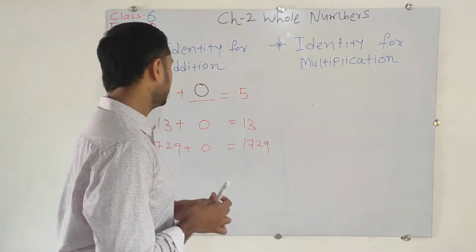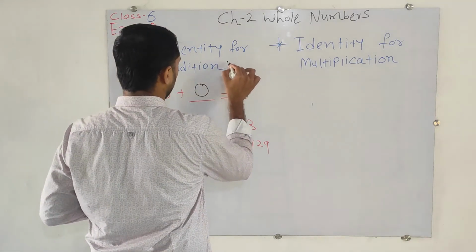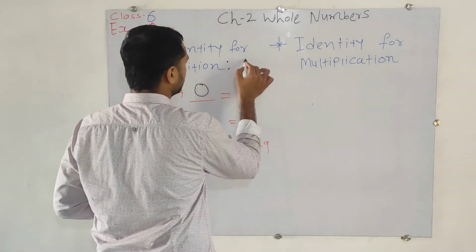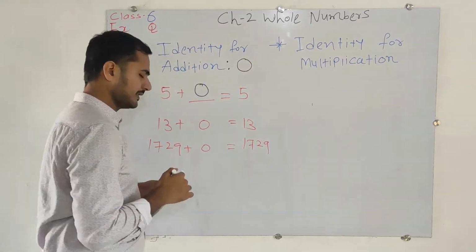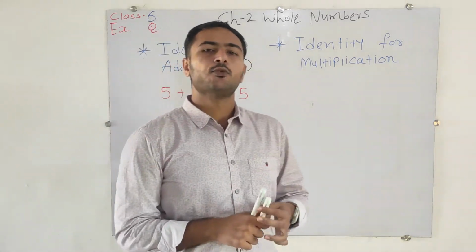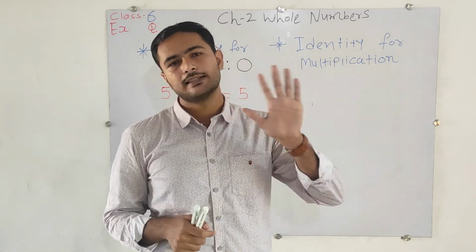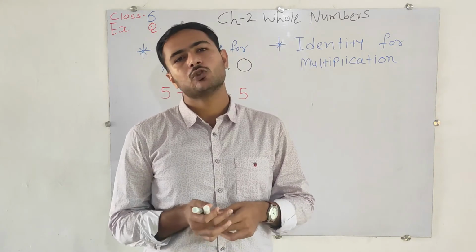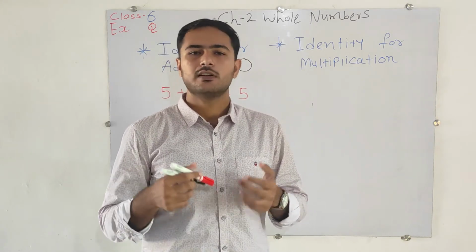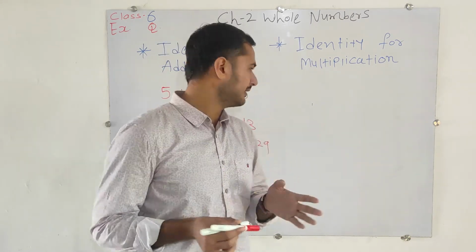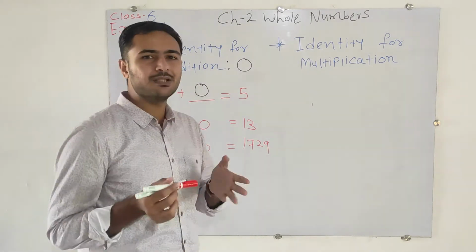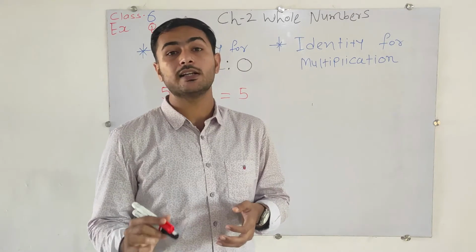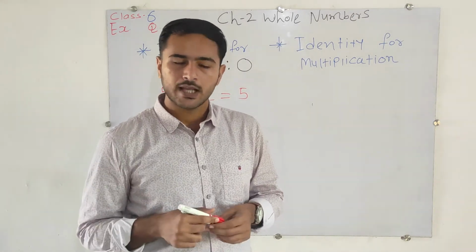So the additive identity, or identity for addition, is 0. Always remember that. It means that any number plus 0 is that number only. So whenever in MCQs or fill in the blanks the question is like 5 plus something is equal to 5, it means that is 0. Always remember that, and 0 is the additive identity or identity for addition.